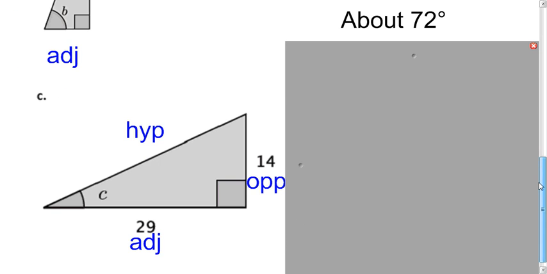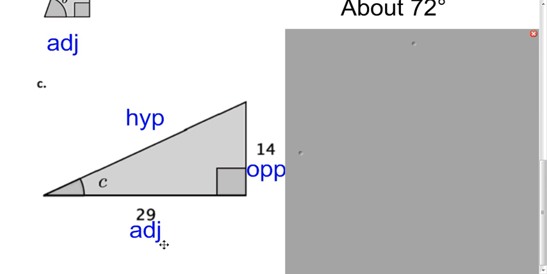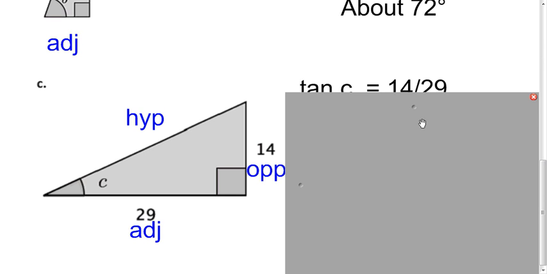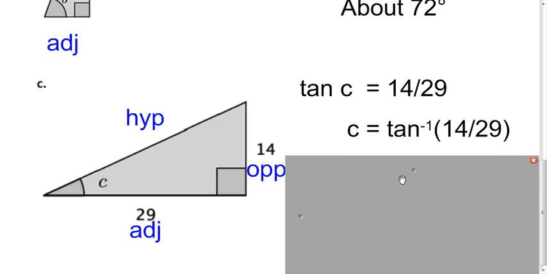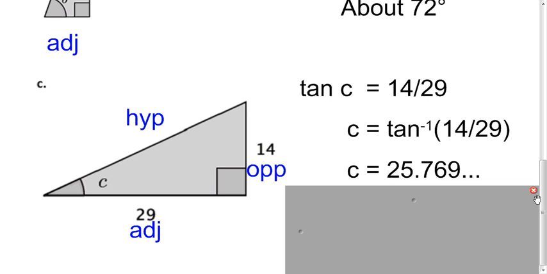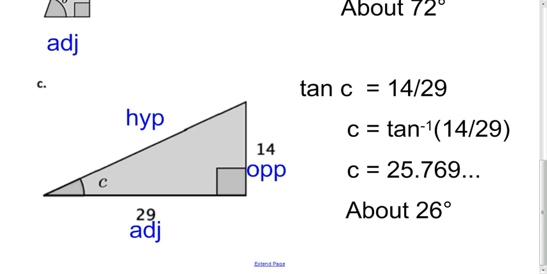And finally, in part C, we're using the opposite and adjacent, so it's going to be tangent. Apply inverse tangent to both sides, and we get about 26 degrees.